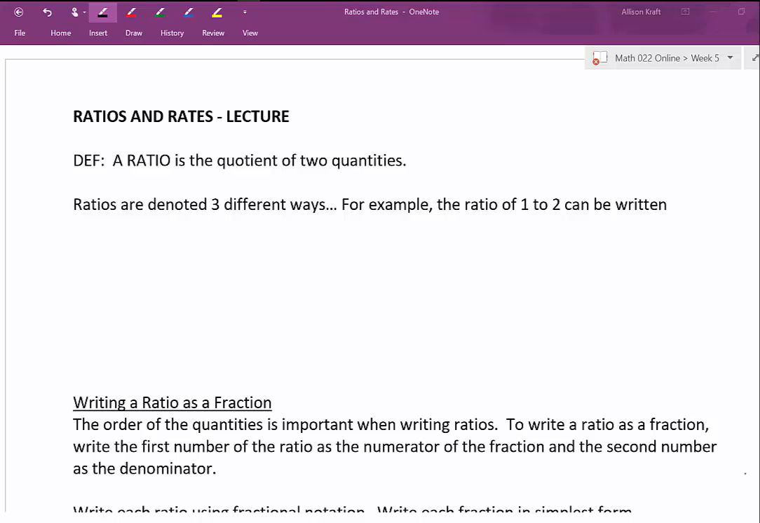In this lecture, we'll be discussing ratios and rates. A ratio is the quotient of two quantities. Ratios are denoted three different ways. For example, the ratio of 1 to 2 can be written with the word "to" in between them, 1 to 2. It can be written with a colon between the two quantities, 1 colon 2, or it can be written in fraction form, 1 over 2. We will be writing ratios in fraction form in this course.